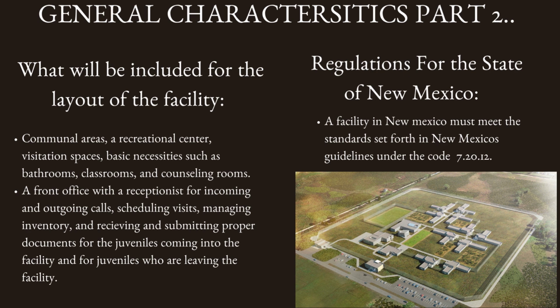Moving on to what should be included for the layout of the facility. Our facility will have communal areas, a recreational center, visitation spaces, bathrooms, classrooms, and counseling rooms, and also a front office. All these spaces in the layout correlate with the regulations for the state of New Mexico, and this is important since everything must be according to code and built around state law. Overall, this allows the development of an efficient rehab facility, which allows juveniles to begin their treatment and therapy.